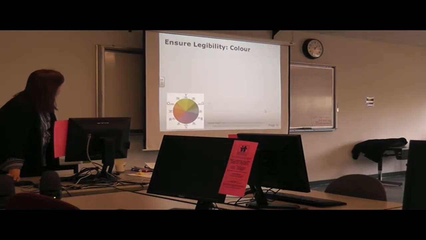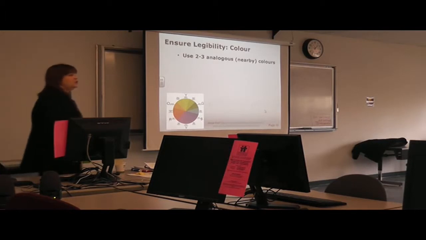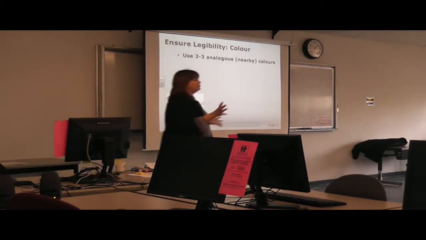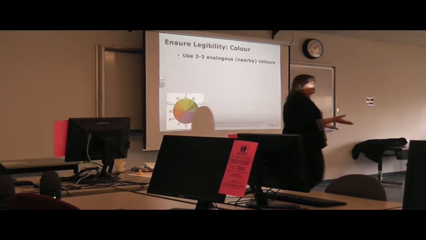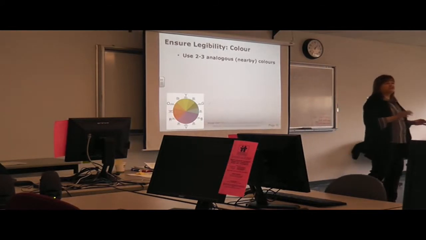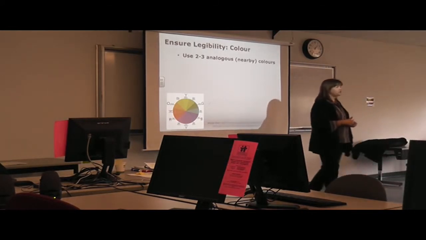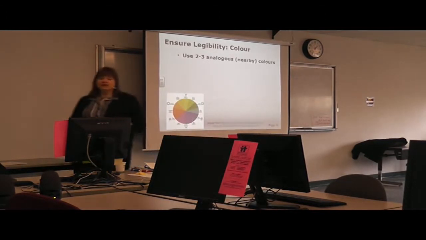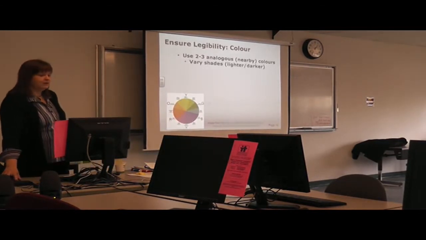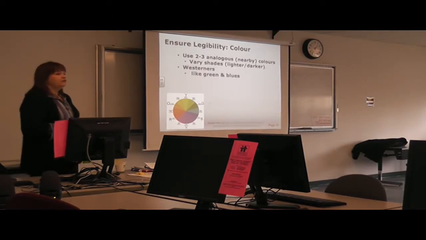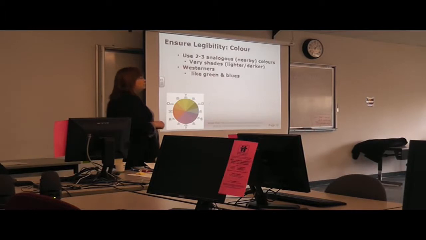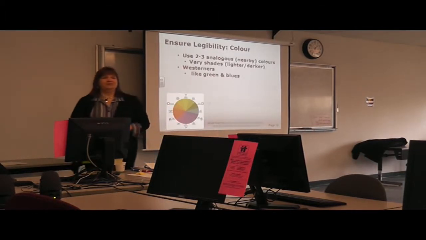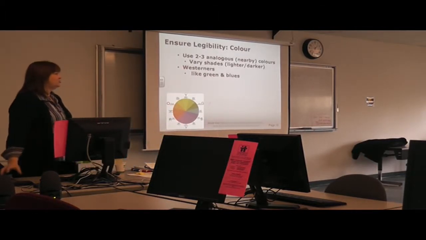Okay. So basically, when you're selecting your palette for your poster, pick 2 to 3 analogous colors. So 2 to 3 nearby colors, they can be different shades of a particular color, like a darker shade, a lighter shade. But stay with 2 to 3 nearby colors for your palette. Vary the shades lighter, darker. They have found that Westerners like green and blue. They like looking at things that are green and blue.